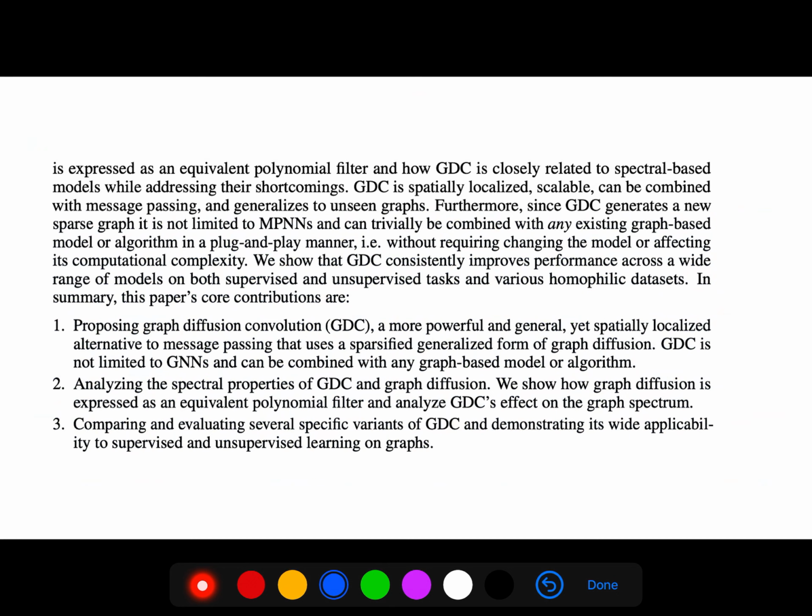So these are the contributions. First, proposing graph diffusion convolution, a more powerful and general yet spatially localized alternative to message passing that uses a sparsified generalized form of graph diffusion. Graph diffusion convolution is not limited to GNNs and can be combined with any graph-based model or algorithm. Analyzing the spectral properties of GDC, we show how graph diffusion is expressed as an equivalent polynomial filter and analyze GDC's effect on the graph spectrum.